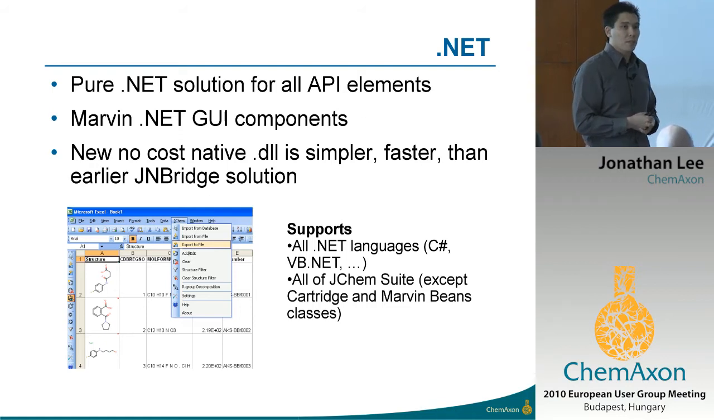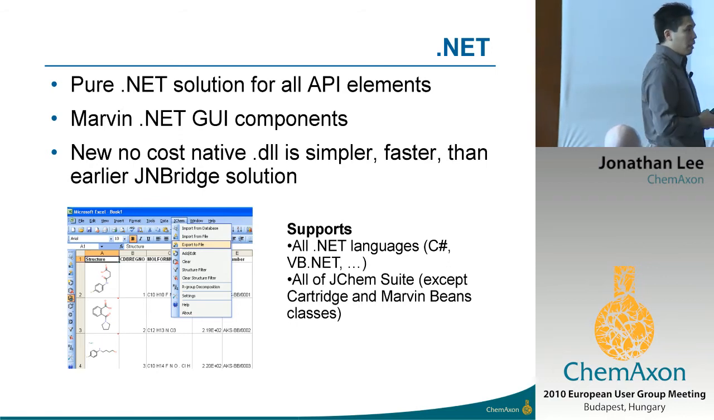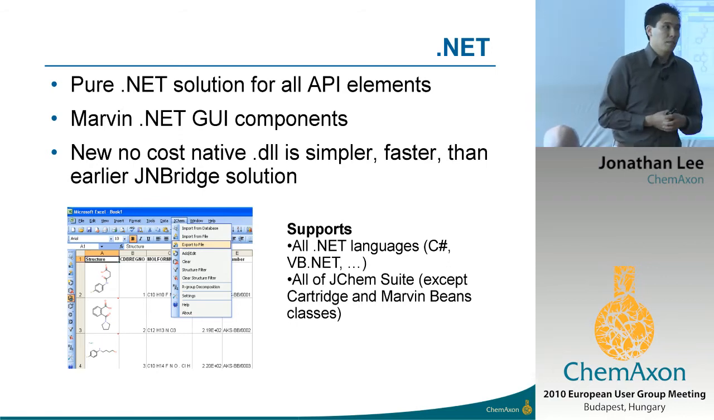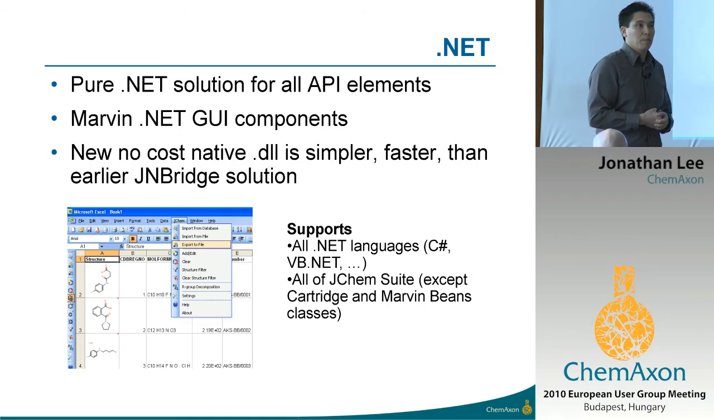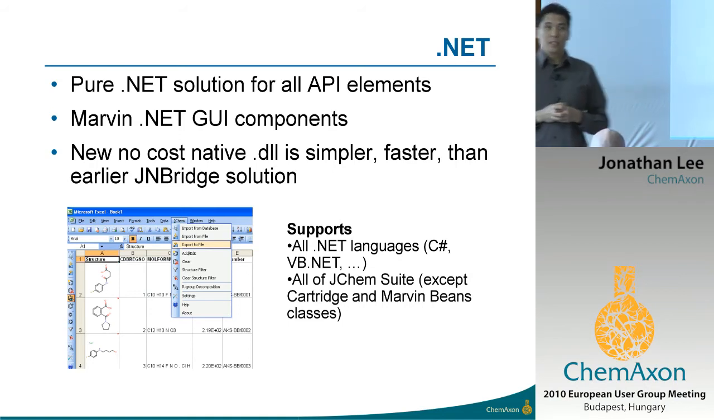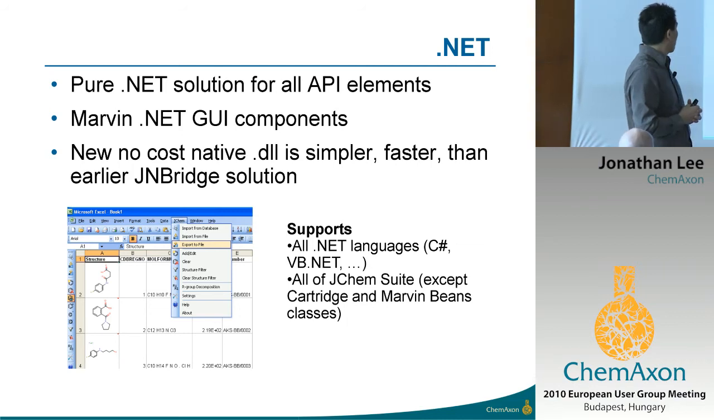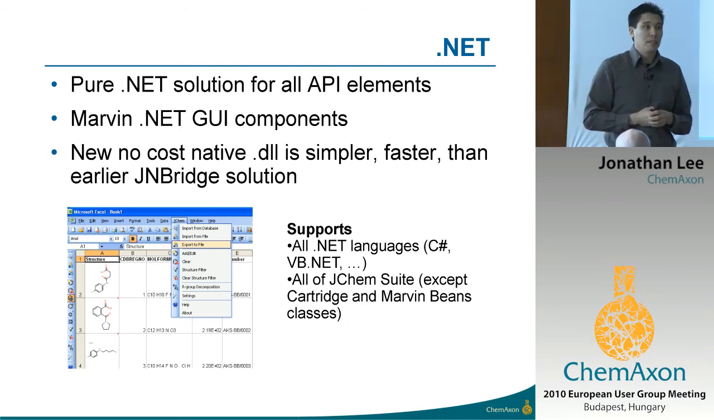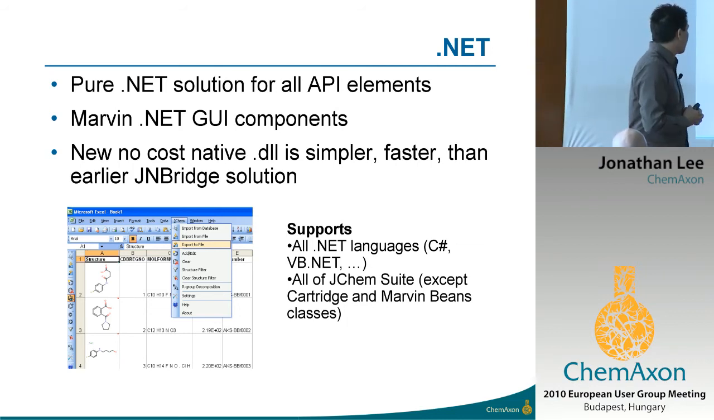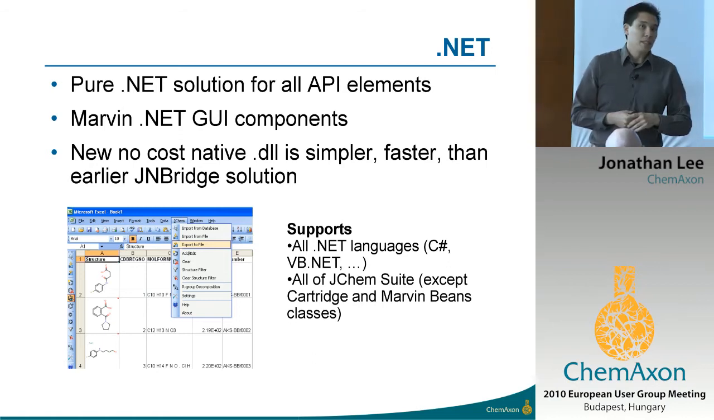And really, what does it give you? It gives you all of the non-GUI components, of course, as well as Marvin Sketch and Marvin View. Those types of applications are now available in the .NET world, whereas it used to be just the Java beans and the Java GUIs. All of the JChem Suite is available there, again, except for the Cartridge and the Marvin bean classes, although that may have changed recently.